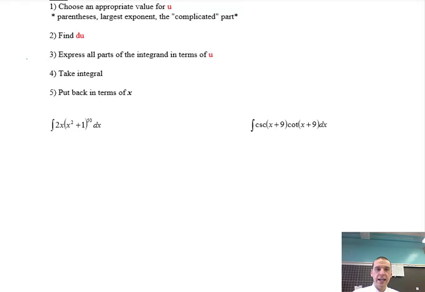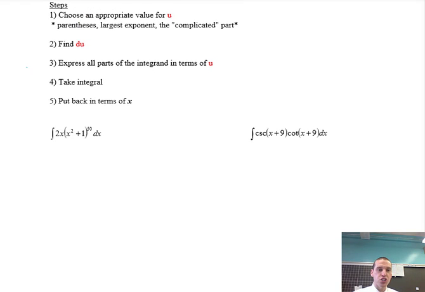So the first idea is that we're going to choose the appropriate value for u. We are going to look right there at x squared plus 1. That's the inside. So we're going to let u equal x squared plus 1. The next part is take the derivative. When I take the derivative of u, I'm taking it with respect to x. So I'm going to get 2x. This is nice. 2x. We see that 2x is right here.